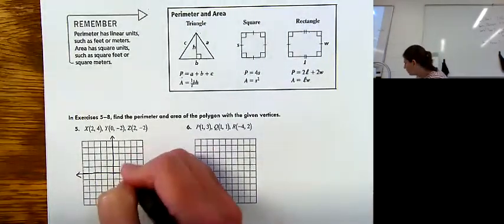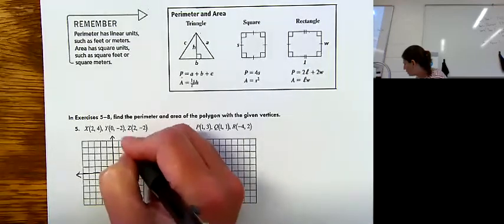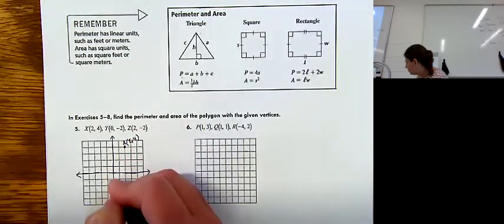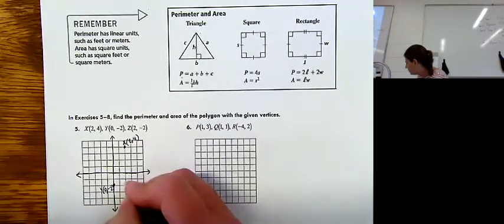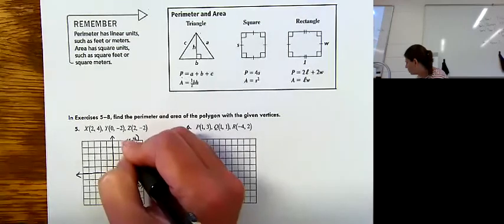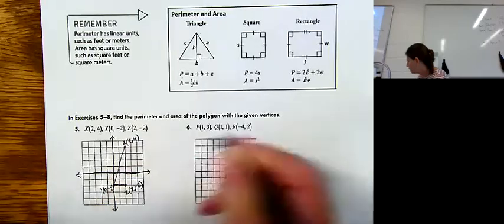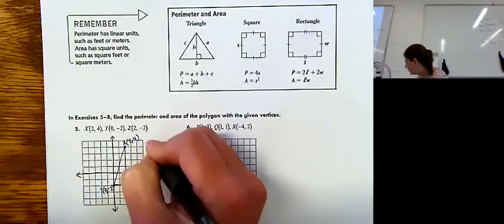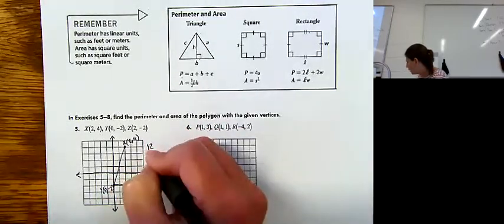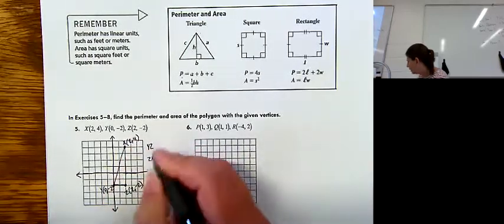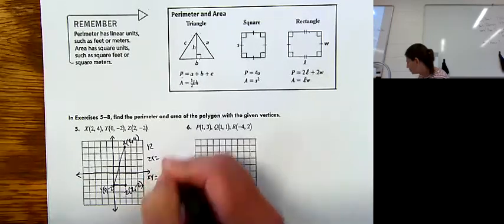So we're going to go ahead and plot the points. So X is at 2, 4. Y is at 0, -2, sorry. And Z is at 2, -2. So what we need to do to find the perimeter is we need to find the length of each side. So we're going to have to find the length of YZ. We're going to have to find the length of ZX. And we're going to have to find the length of XY.